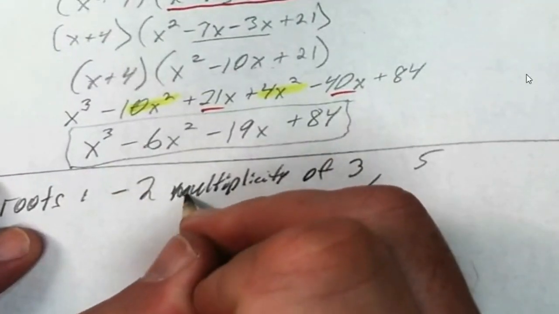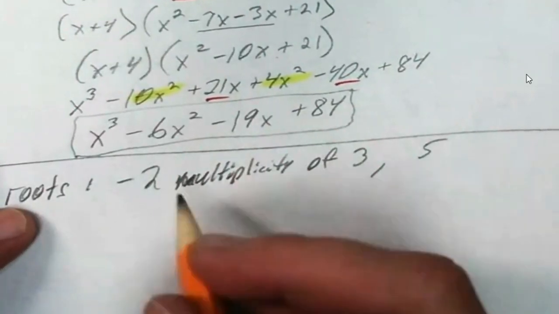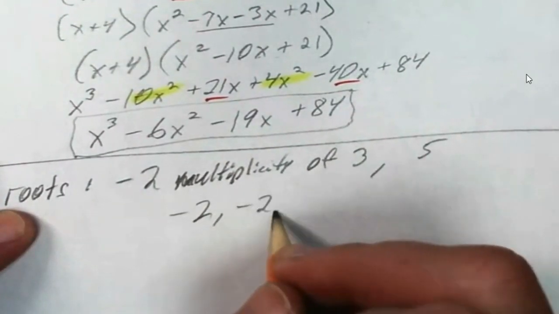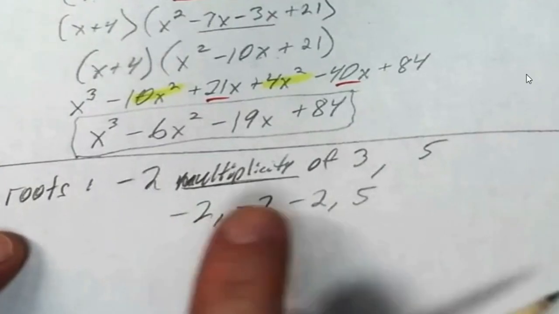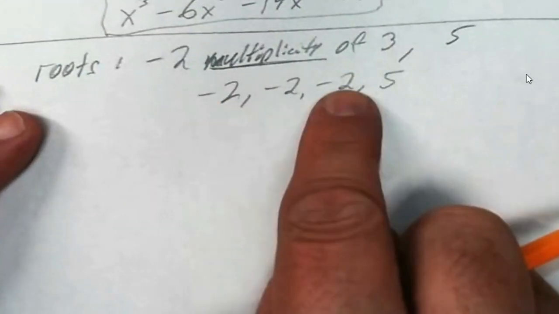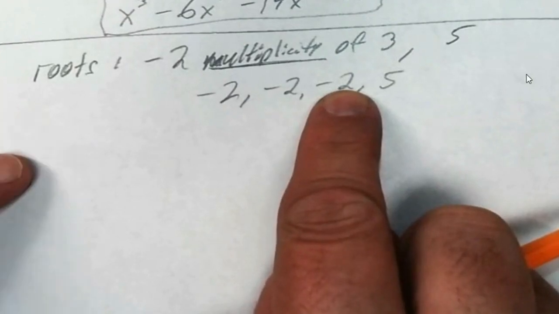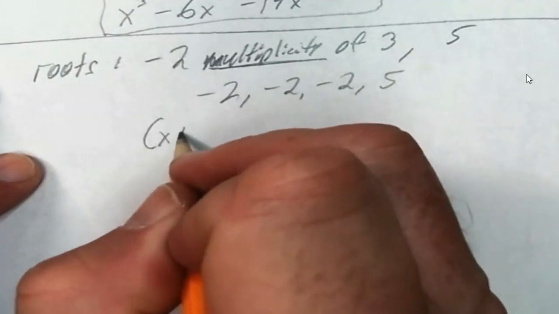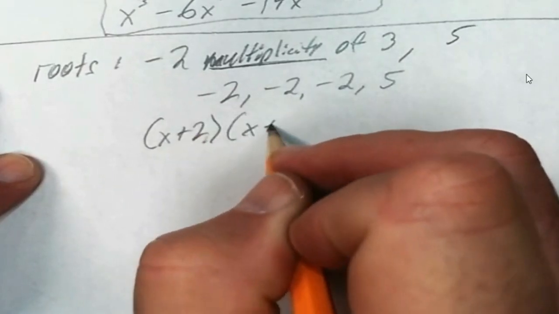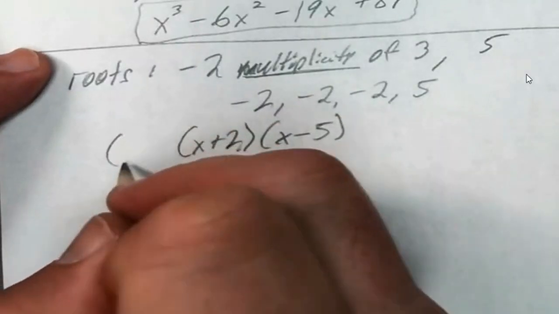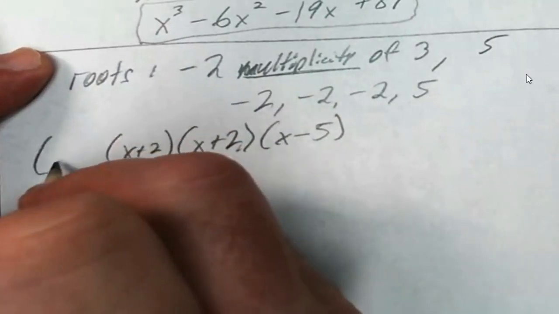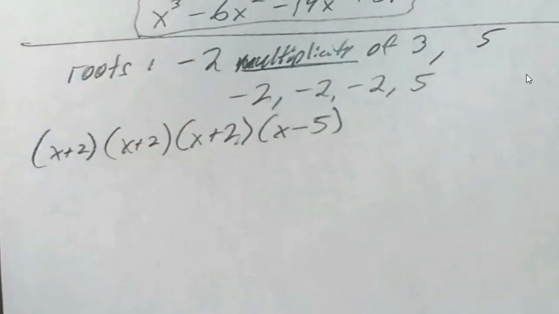Multiplicity, that's an M and a U. Multiplicity means really our roots are negative 2, negative 2, negative 2, and 5. It means there's multiple. Multiplicity of 3 means there are 3 of them. So you're not just doing x plus 2 and x minus 5, because that's a positive. What you're actually doing is x plus 2, x plus 2, x plus 2, and x minus 5. That's what it really is, the multiplicity part.